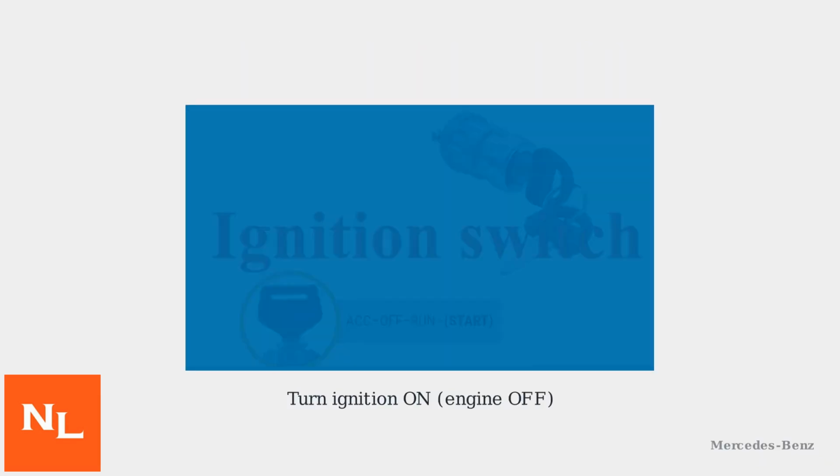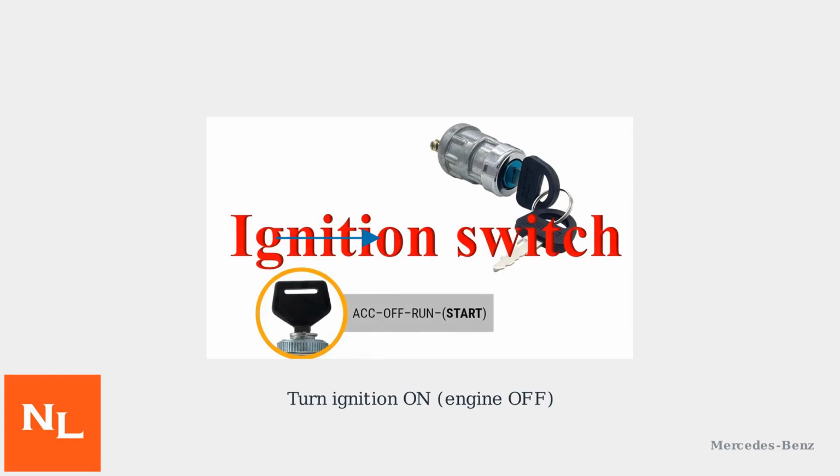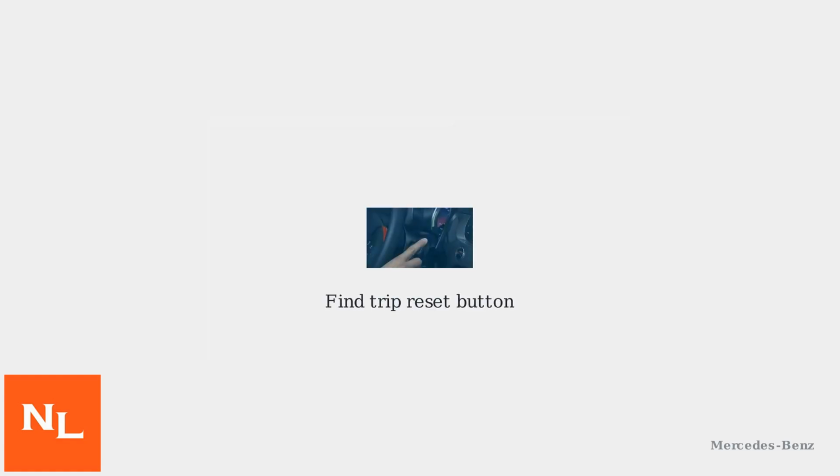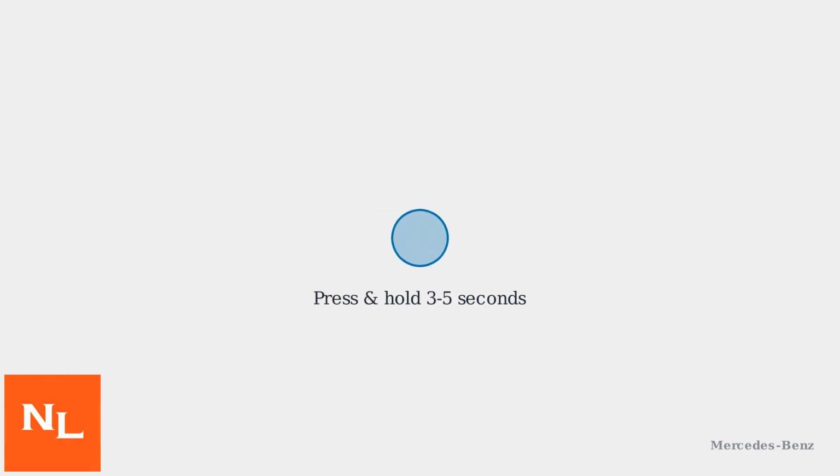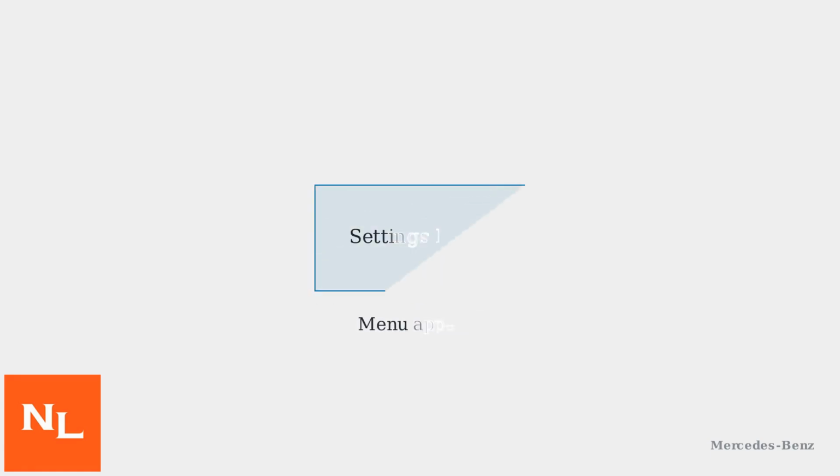First, turn the ignition on, but do not start the engine. Next, locate the Trip Reset button on the instrument cluster. Press and hold the Trip Reset button for 3 to 5 seconds until the menu appears. The settings menu will appear on the instrument cluster display.